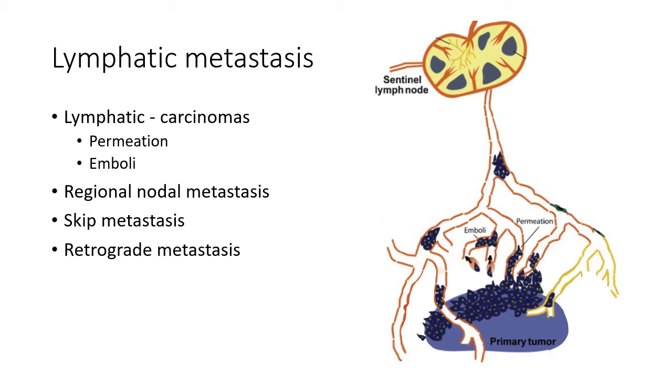But sometimes metastasis does not develop in the lymph node nearest to the primary tumor. Actually, the metastasis skips the nearest node and the next node is affected. This is called skip metastasis. And sometimes when there is lymphatic obstruction, the tumor cells can move in a retrograde manner, that is against the flow of lymph, and this is called retrograde metastasis.